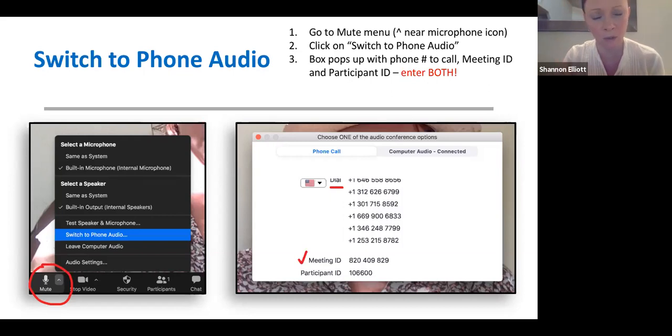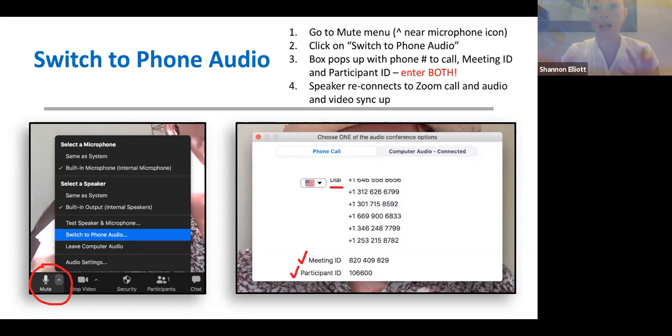It's usually, I think, followed by a pound key. And then they also enter the participant ID. What entering the participant ID does is help Zoom know that the cell phone call being made is connected to that particular video. And so Zoom puts them together, and the speaker will reconnect to the Zoom call, and their audio and video will sync up.